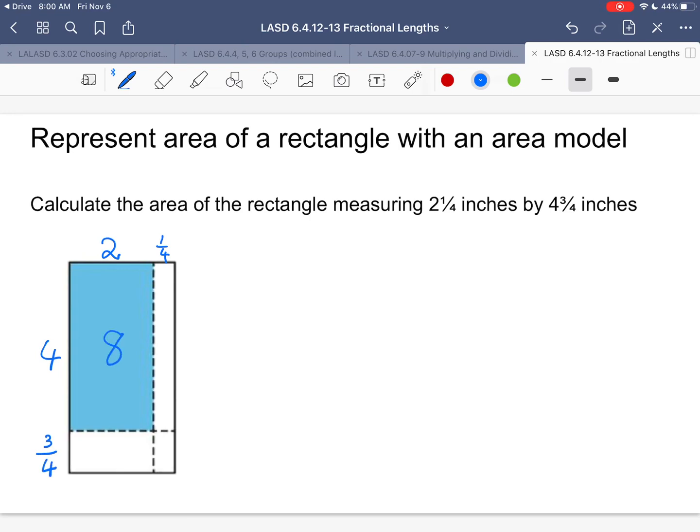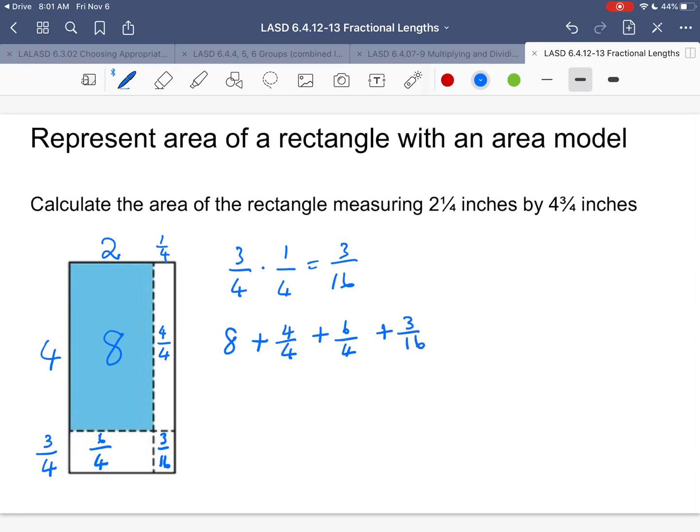So 4 times 2 is 8. 2 times 3/4 is 6/4. 4 times 1/4 is 4/4. And 3/4 times 1/4 in the bottom right hand corner here is 3/16. And if I add all of these together, this is my partial products model here, I will have 8 plus 4/4 plus 6/4 plus 3/16.